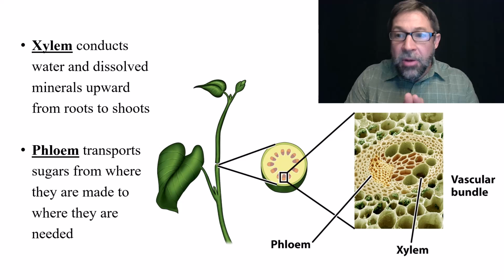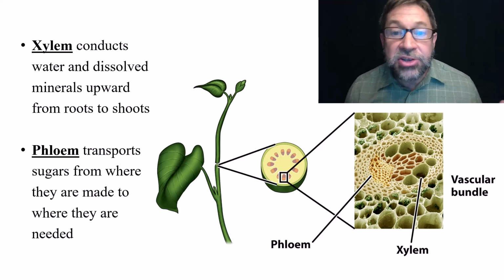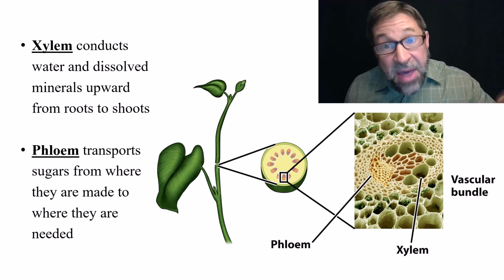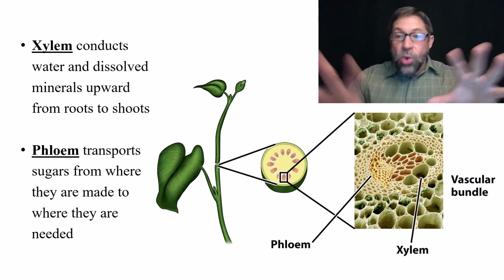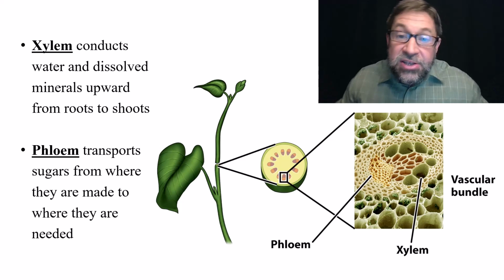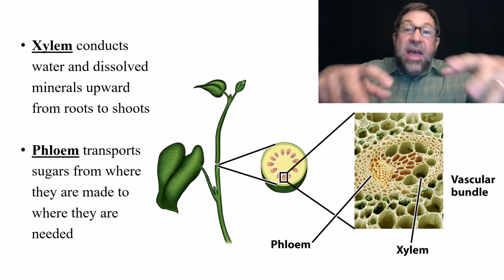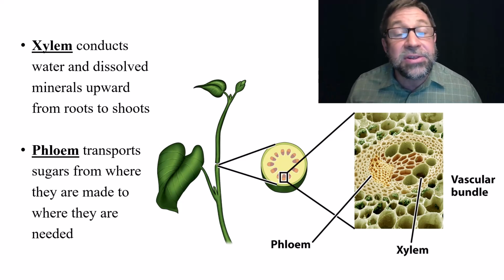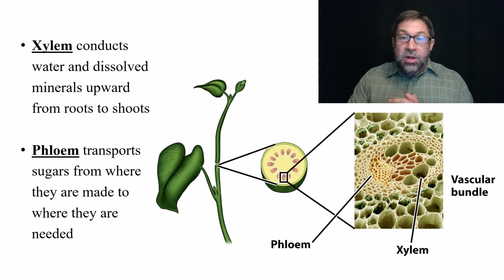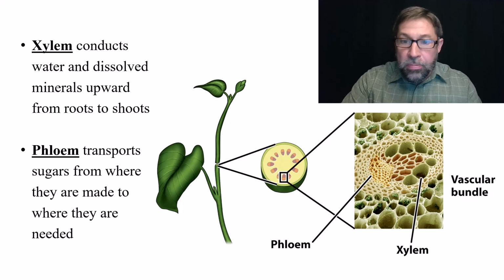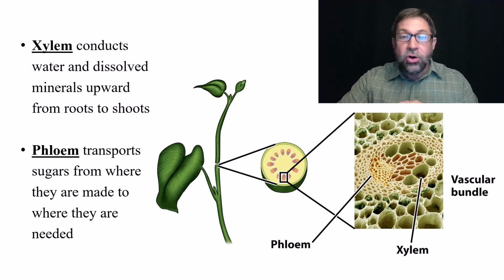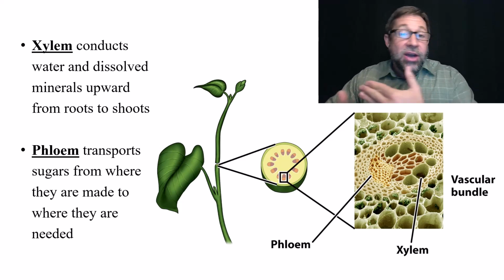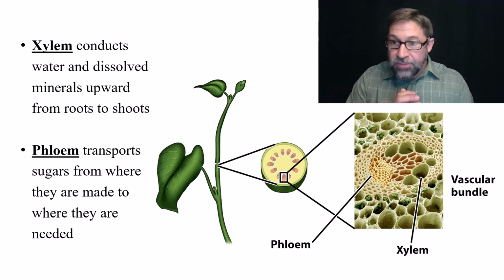The phloem, on the other hand, is going to transport sugars, the product of photosynthesis, where they're made in the leaves to where they are needed or need to be stored, usually in the roots or in the sites of growth, such as developing leaves or fruit. The phloem are those smaller pipes in the vascular bundle, and the phloem is going to allow for bidirectionality. It can go both ways.